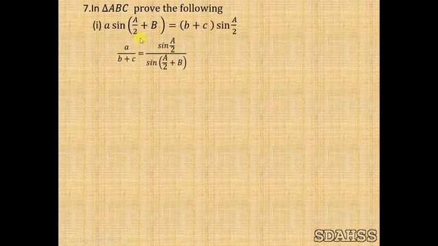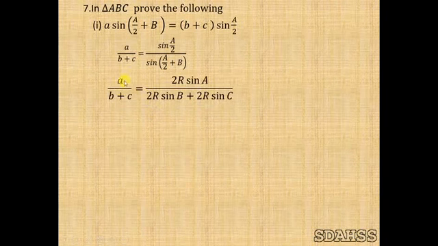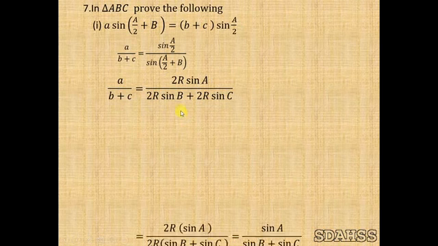Seventh sum. In triangle ABC, prove the following. Subdivision 1: a sin (A/2 plus B) is equal to (b plus c) sin A/2. So this can be written as a by (b plus c) is equal to sin A/2 divided by sin (A/2 plus B). Consider the LHS. The LHS is a by (b plus c), which is equal to, in the place of a you have to use the sine formula, that is 2r sin A, divided by, in the place of b use the sine formula, we can write 2r sin B plus 2r sin C.